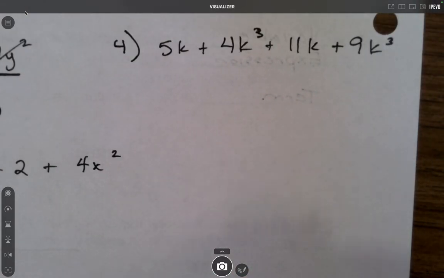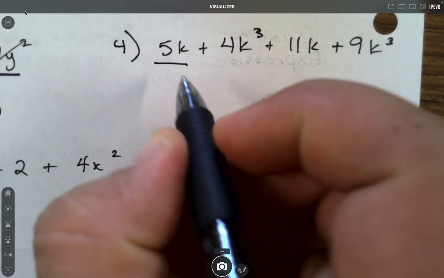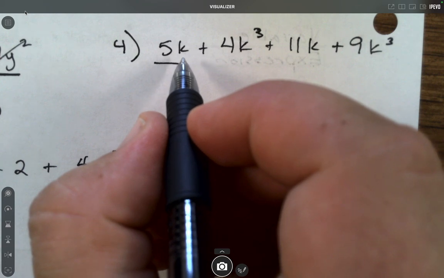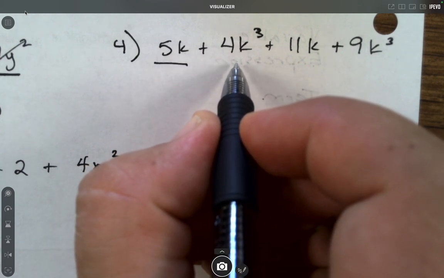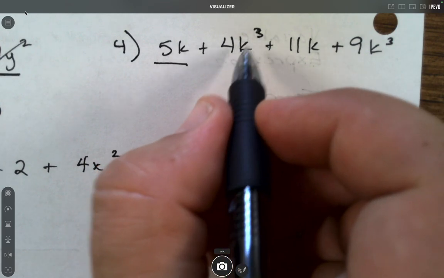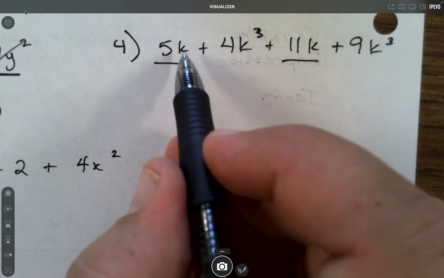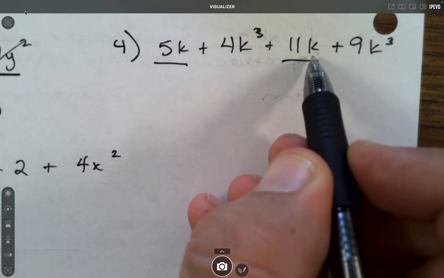Okay, number 4. If I start with 5k, I'm looking for things with k to the first power, just k, no exponent. So this one is not a like term because it has k cubed. Different exponents means it's not a like term. This one is a like term because it's k to the first and k to the first.